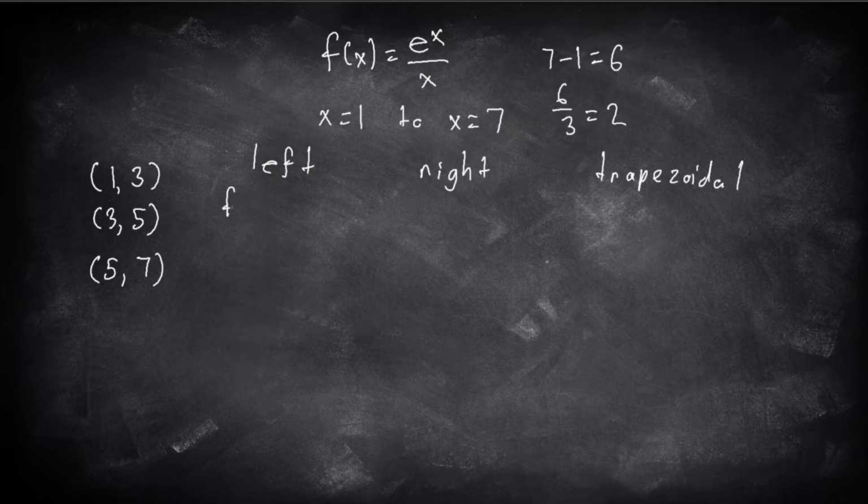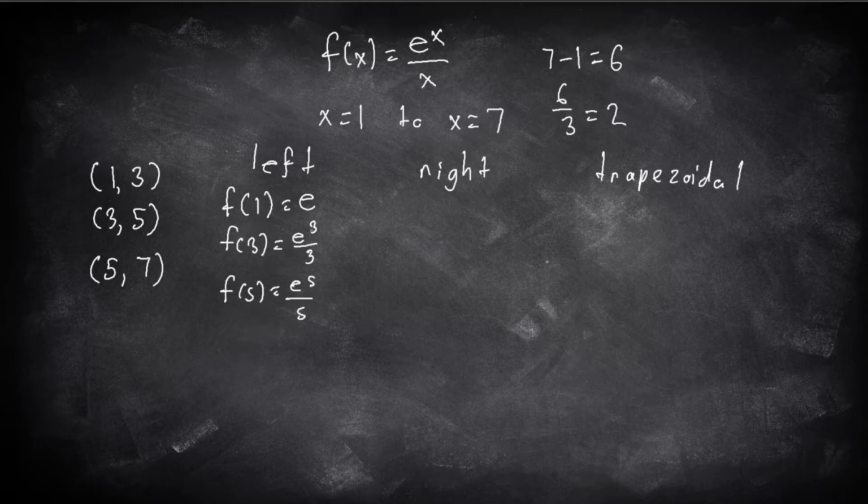So the left one, we use the left points. So 1, 3, and 5. F of 1, plug in 1, that's e to the 1 divided by 1, which is e. F of 3, plug in 3, that's e to the power 3 divided by 3. F of 5, e to the power 5 divided by 5. Okay, now these are our heights.